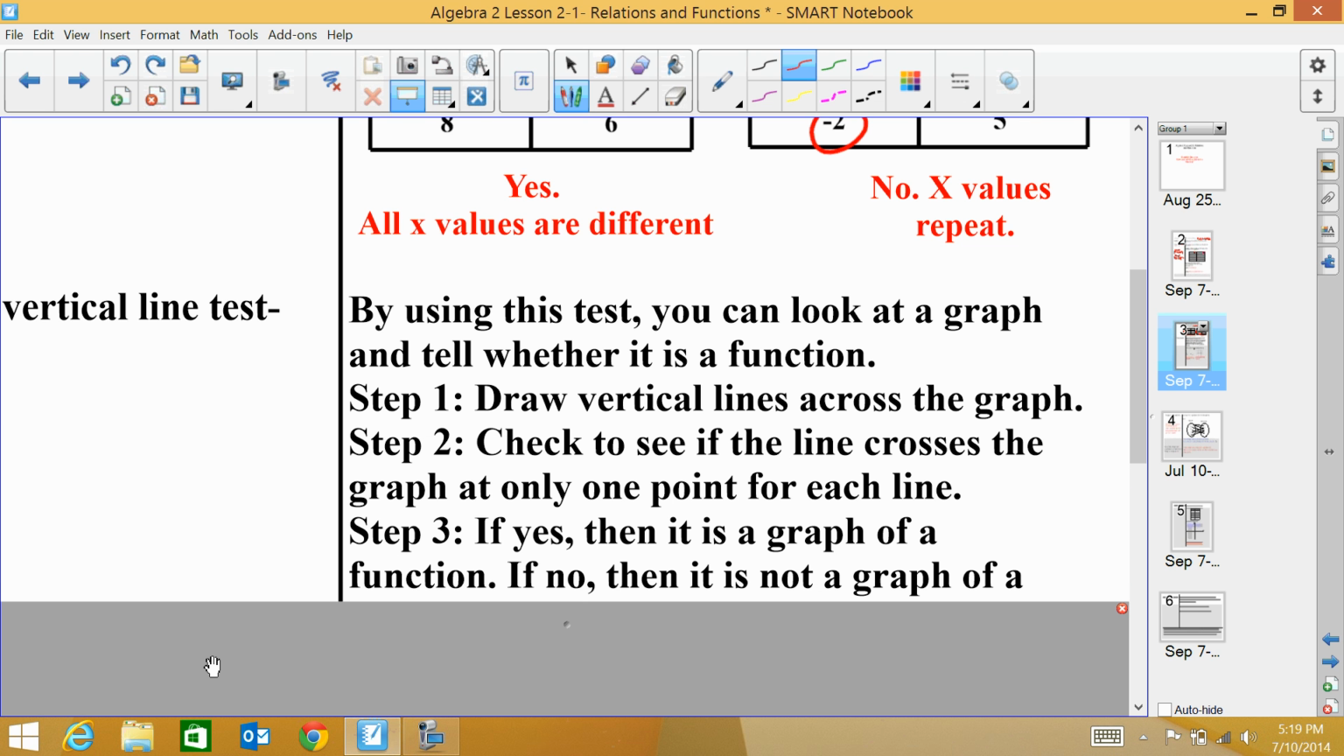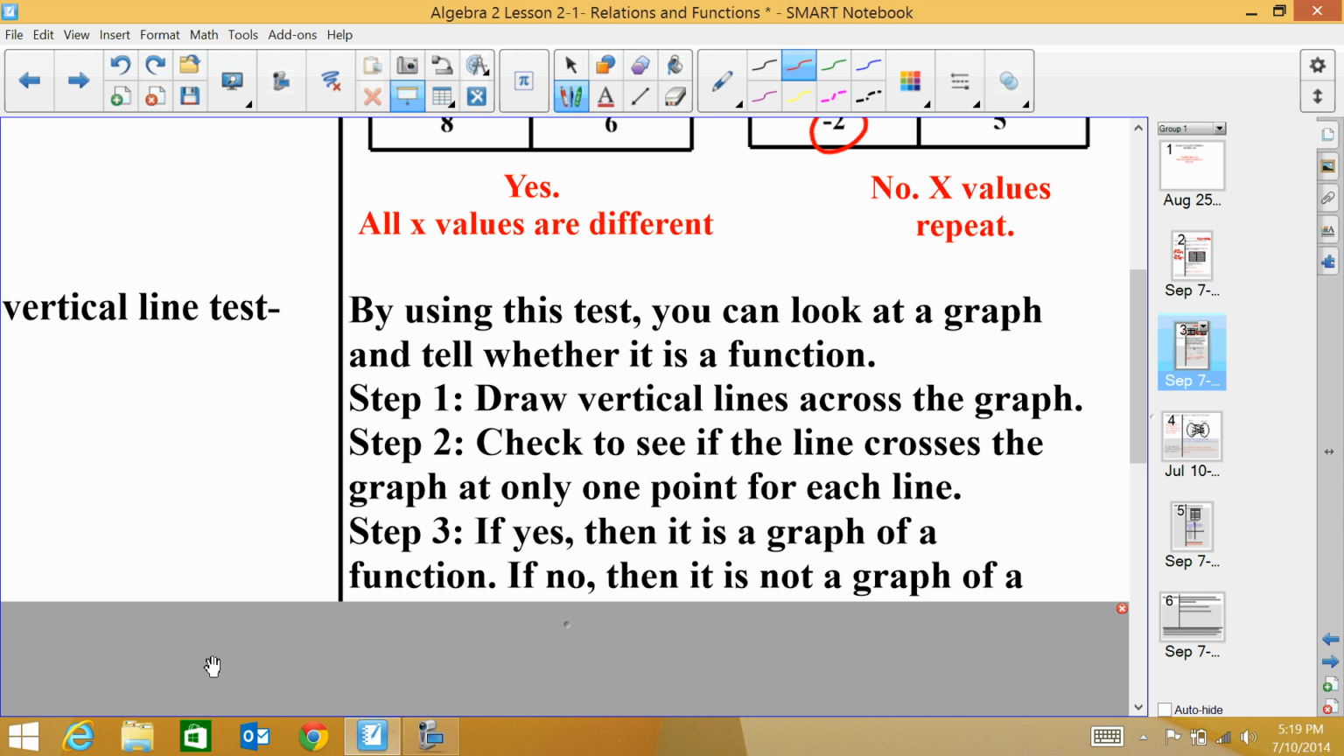Okay, now there is something that you can use to help you determine if a graph is a function. So let's say we don't have charts or ordered pairs, and we don't want to look at all the points on the graph. We just want to look at the graph and tell if it is a function or not. We can use the vertical line test.